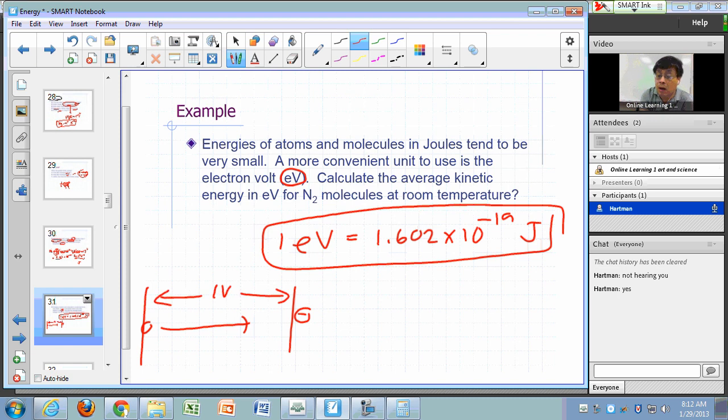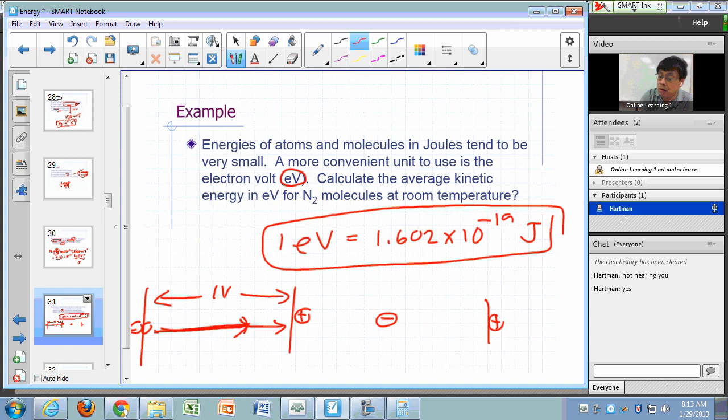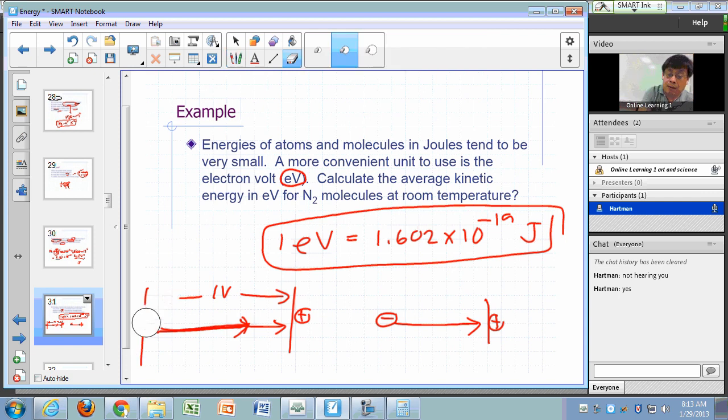Okay, so this is the positive plate. Your electron will be accelerated towards the positive plate. So if there's a 1 volt difference between them, in the process of traveling from the negative to the positive end, your electron is going to gain 1 electron volt of kinetic energy. It's going to speed up. So you heard about electrons being attracted, negatives and positives being attracted, right? So let's calculate that for an electron.